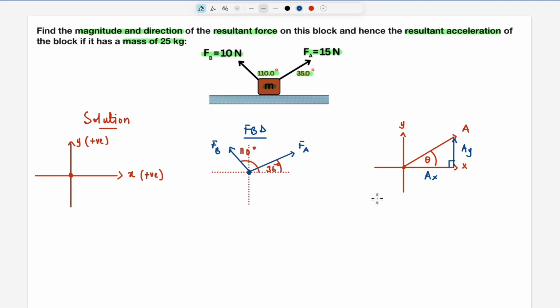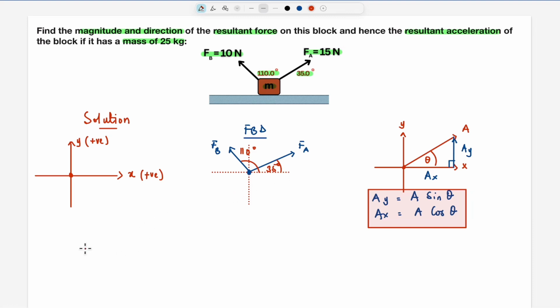Therefore, if we do, AY is going to be the vector A times the sine of the angle theta. In the same sense, if we want AX, it is going to be A cosine of the angle theta. And we can always apply this to any vector, provided we measured the angle with respect to the positive x-axis in the counterclockwise direction. So we are going to apply these to FA and FB.